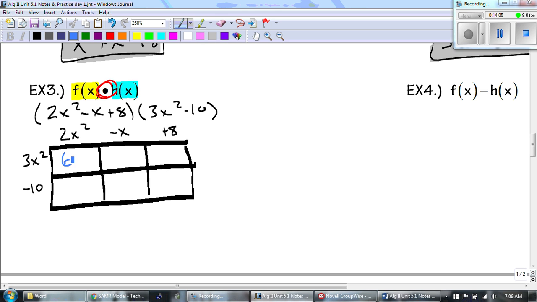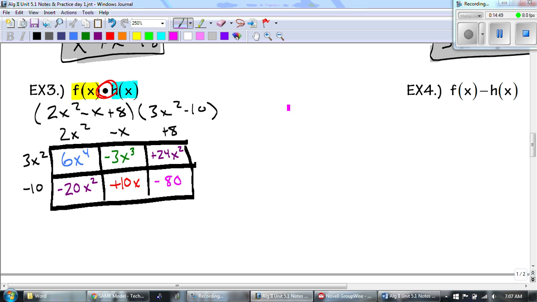3 times 2 is 6. X squared and x squared makes x to the 4th. 3x squared times negative x is a negative 3x cubed. 3x squared times 8 is going to be a positive 24x squared. And now I have negative 10 times 2x squared, which is a negative 20x squared. Negative 10 times negative x is a positive 10x. And then I have negative 10 times 8, which is negative 80.